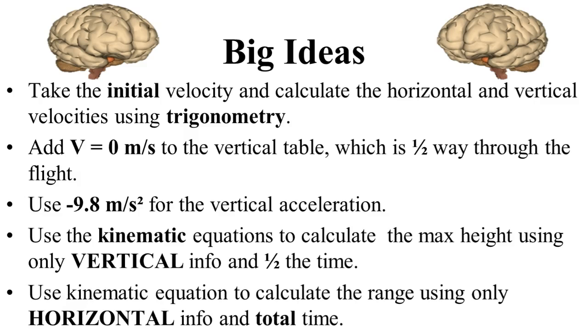So if you want to find the total time and the horizontal range, use horizontal information. To find half the time and the vertical height, use the vertical information. Oftentimes, you'll end up using the same equation in both cases, but you'll be using different information when you plug things in.